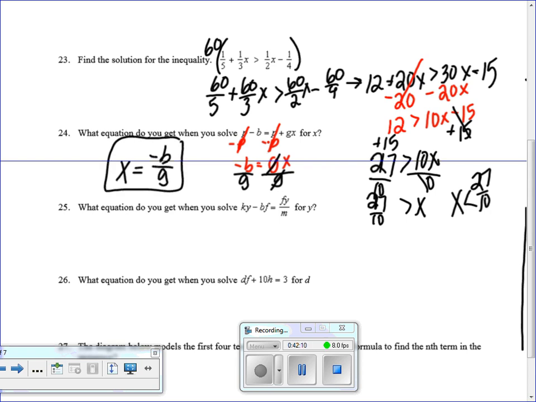We are not going to worry about 25. You will not have a question like 25 on your exam, so for right now, we're going to skip it. Okay, 26.